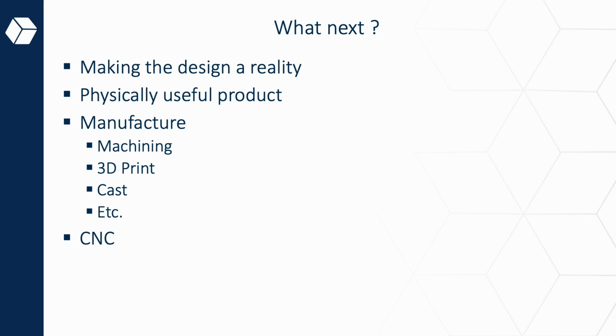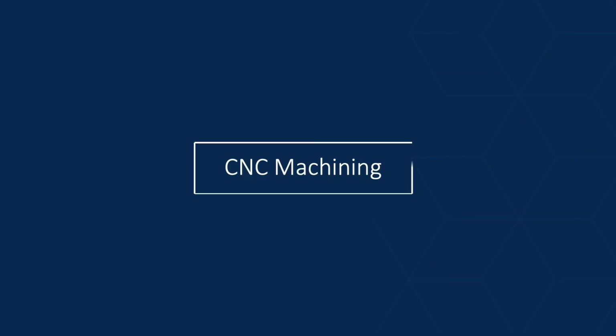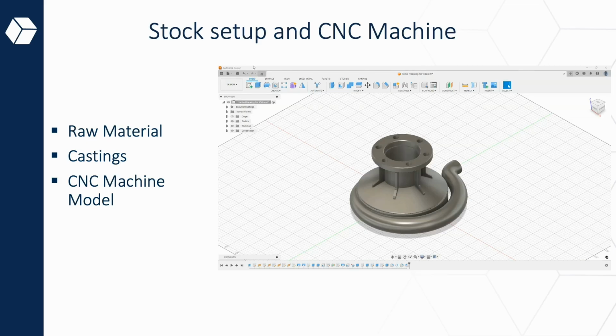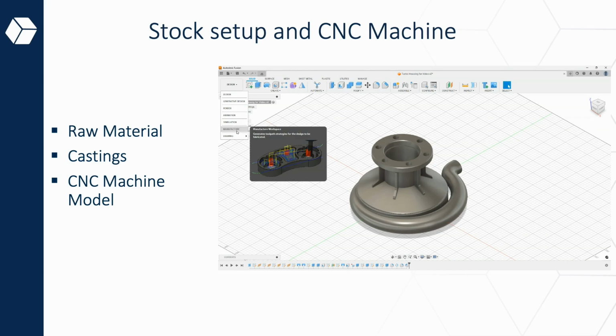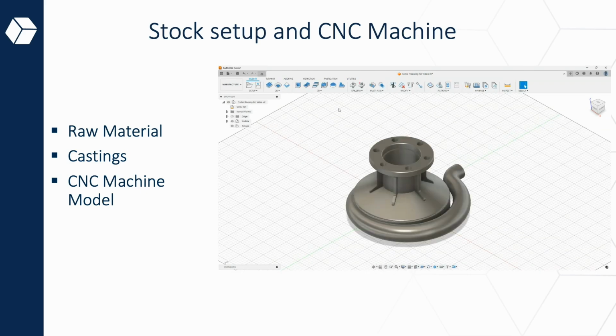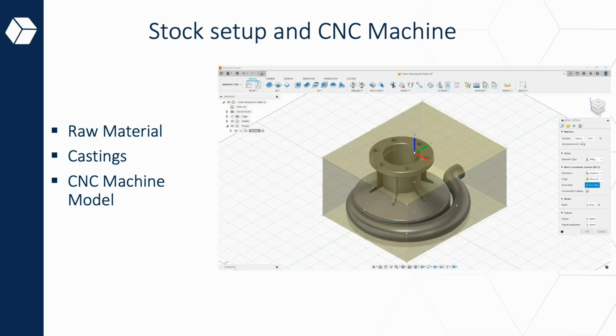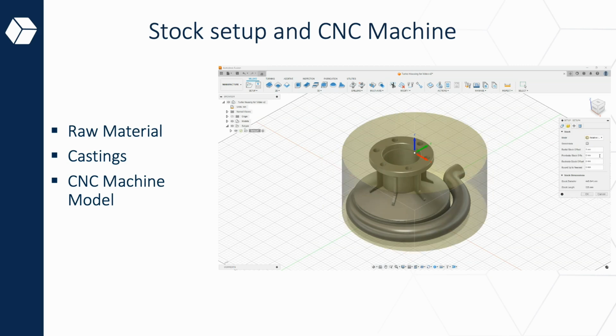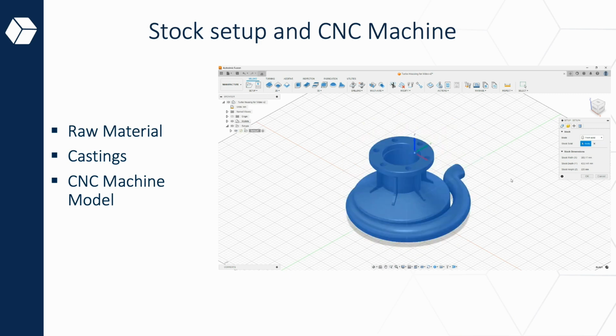So what's next? Making the design a reality. We want to create a physical product from our design. So now we can look at the CNC machining component of Fusion. We can create a setup and we can choose the solid model as our stock, since this is a cast part that we will be machining.